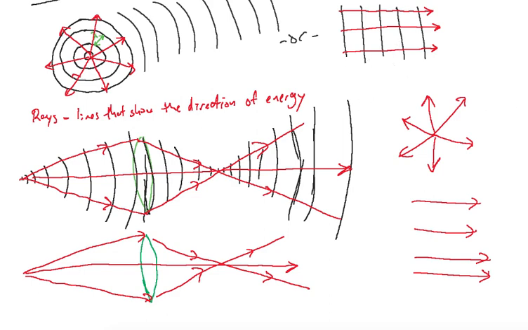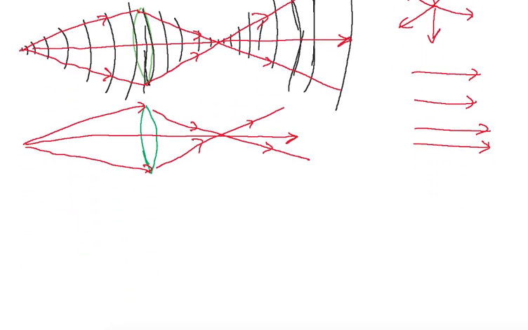Okay, the next thing to talk about as far as wave characteristics goes is wave interference. Okay, so interference of waves.